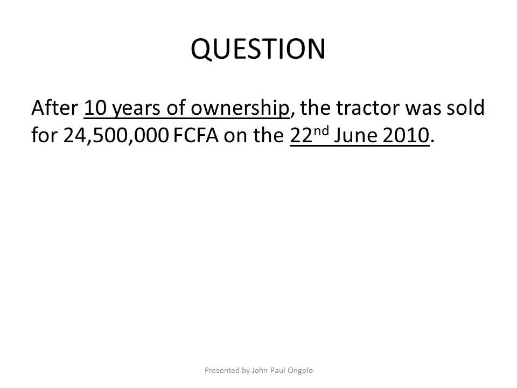After 10 years of ownership, the tractor was sold for 25,500,000 francs on the 22nd of June 2010. So it means that we have held the asset for 10 years and we disposed of the asset on the 22nd of June 2010. So if we dispose of the asset on the 22nd of June, we are going to assume that the asset was disposed of on the 1st of July.